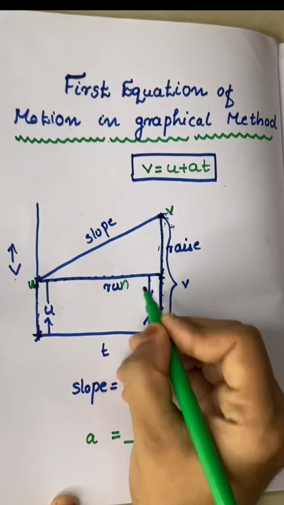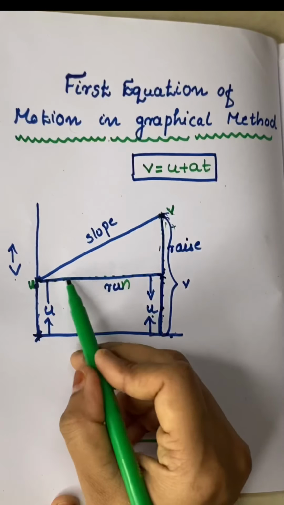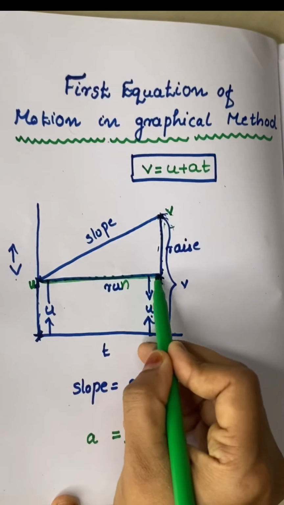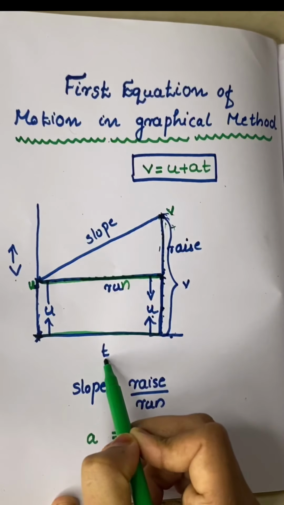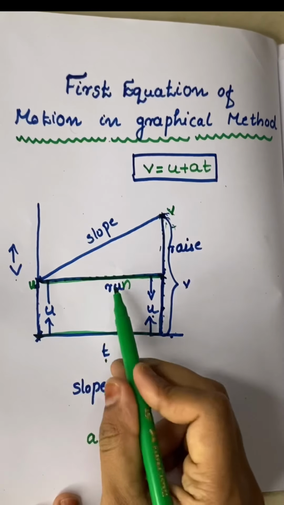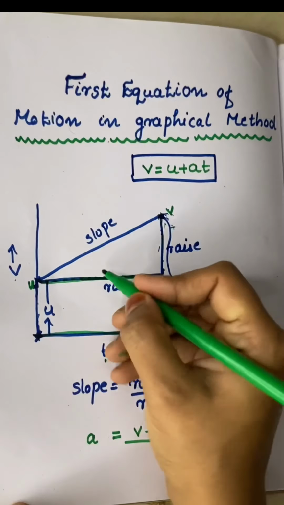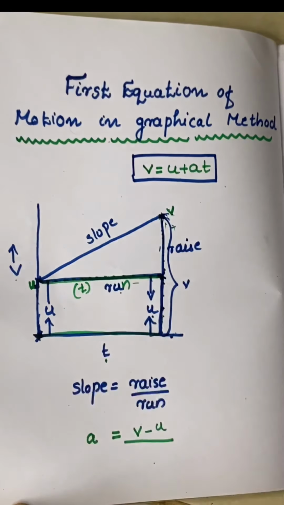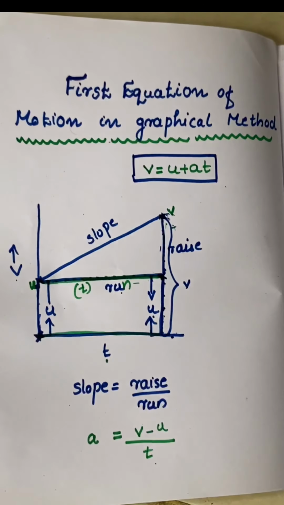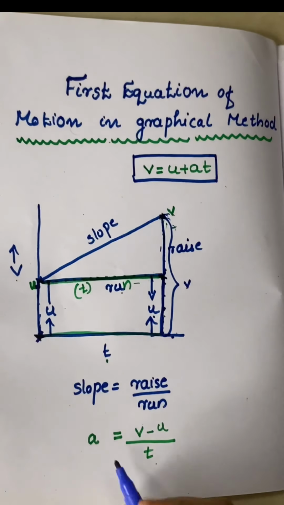This is the run. This is the length, similar to this side. What is it? T. So this is also the opposite side of the rectangle. So here is t, then there also t. So we can write the run is t. Then we are going to cross multiply.